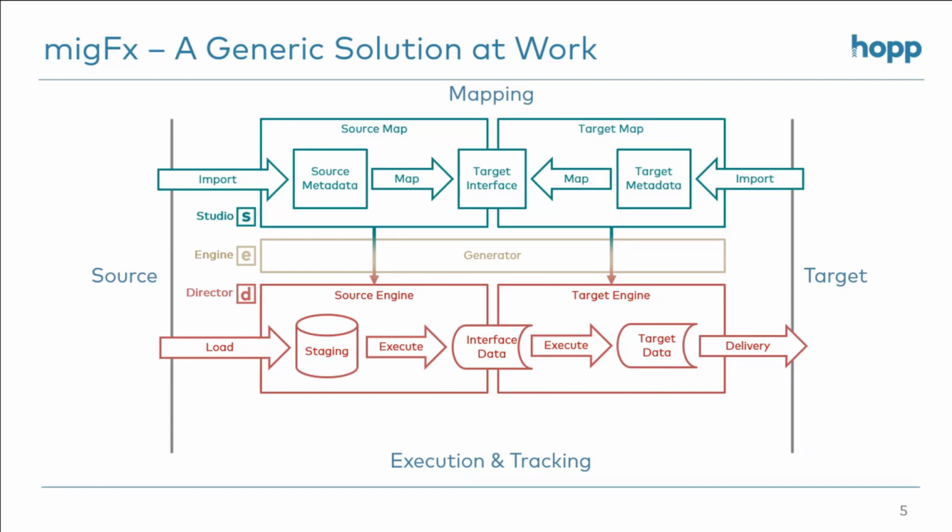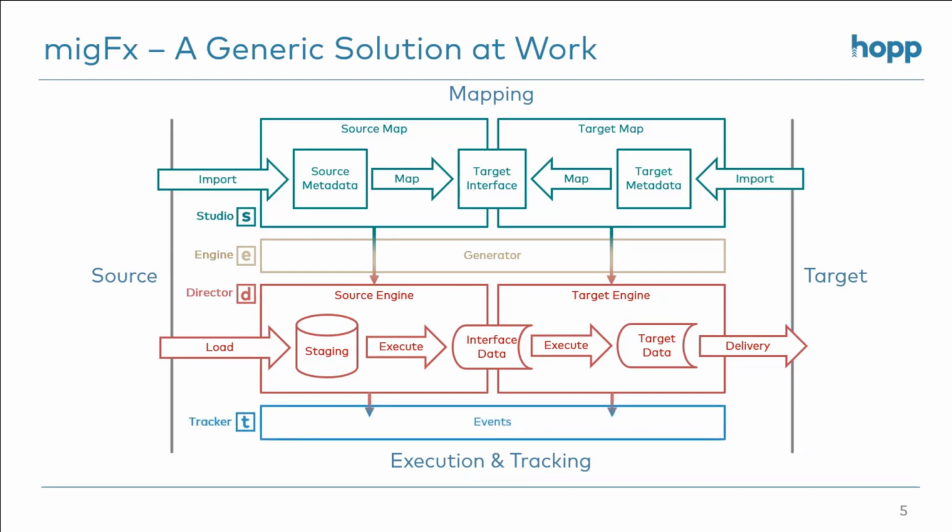Finally, when these engines execute, they will produce what we call events that are then published into the Tracker web application and visible to everybody in the Tracker. So these are all the components, four components at work, and how this happens.